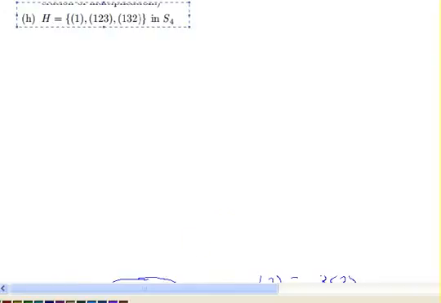Okay, so what about S4? S4 is actually a fairly large group. S4 is equal to the permutations of 1, 2, 3, 4.